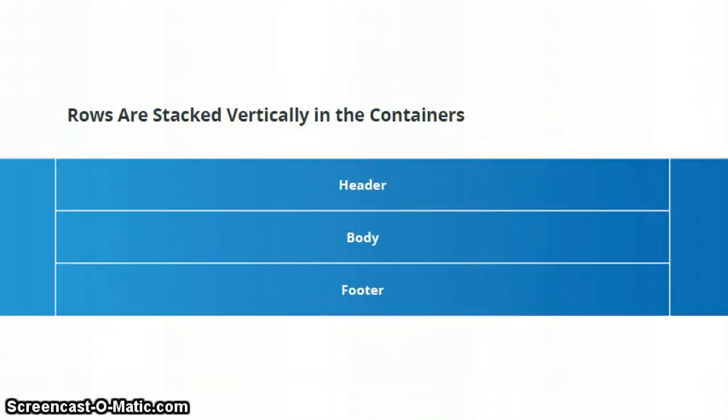Now, we have our container, and within our container we usually have several rows stacked vertically. The rows fill the container, so whatever the constraints are, they go out to the limits. And those limits are determined by the screen size of the device that's viewing the website.